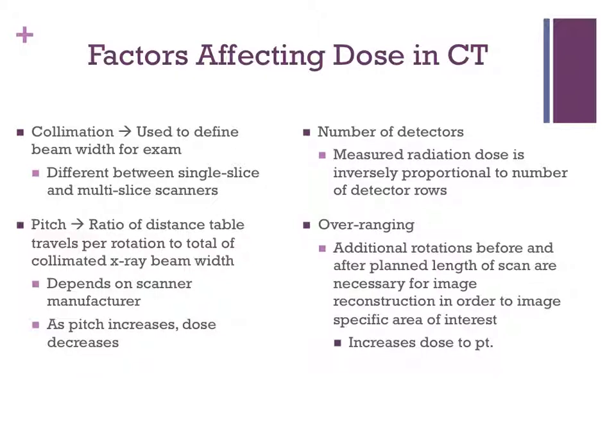Overranging, also known as overscanning, is when additional rotations before and after the planned length of scan are necessary for image reconstruction in order to image a specific area of interest. And overranging increases the dose to the patient.